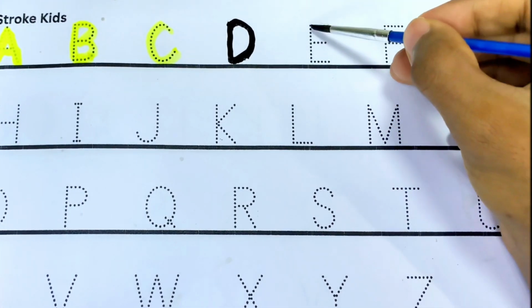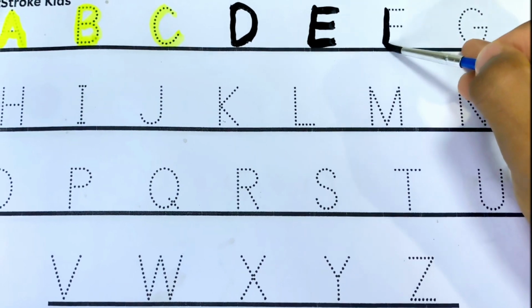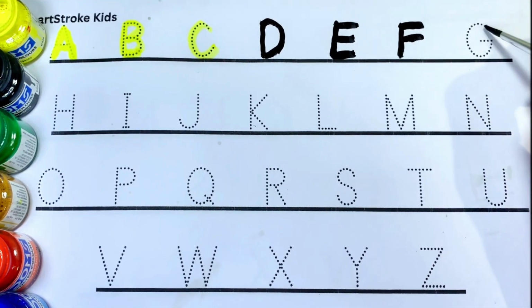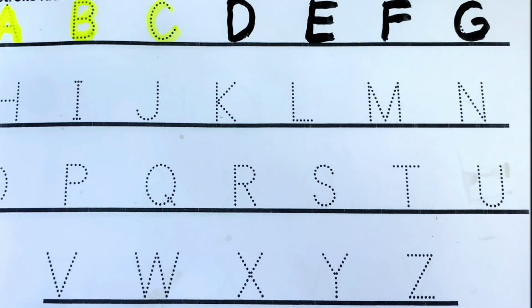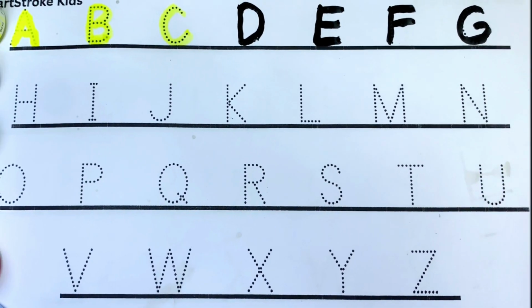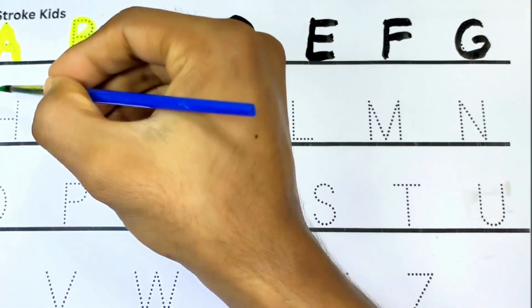Kids, now you draw D and use black color. D for dog, E for elephant, F for fish, G for God.